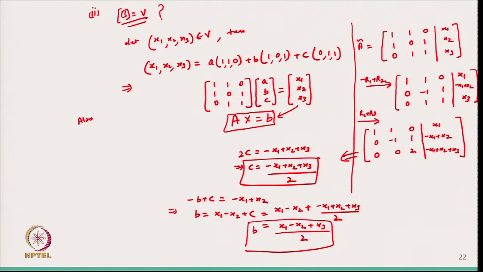and from the first equation I get A plus B is equal to x1. So, my A will be x1 minus B. So, minus of this one, so that gives me 2x1 minus x1. So, x1 plus x2 minus x3 by 2. So, that is my A.